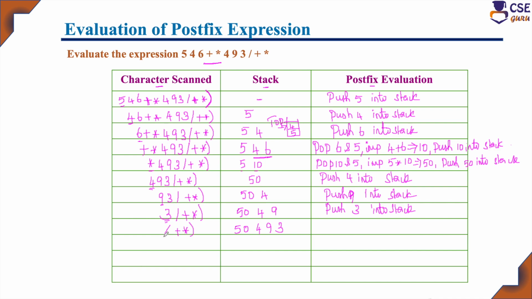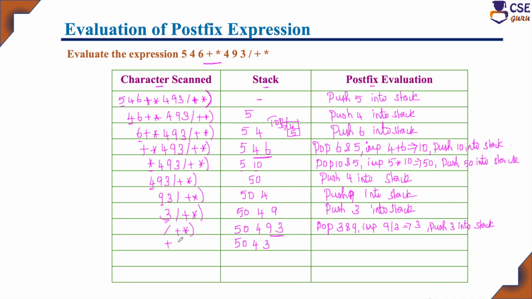So here the next input character is division. Pop the top 2 elements and you have to implement the division operation. So pop 3 and 9, then implement 9 divided by 3. The result you will get is 3. Push 3 into the stack. The result you have to push back into the stack again. Okay, so the stack contents are 50 and 4 it will be there. These 2 elements we are not going to disturb. Only the top 2 elements we have popped and we have implemented this division operation. Now the stack content will be 50, 4 and 3 will be there.